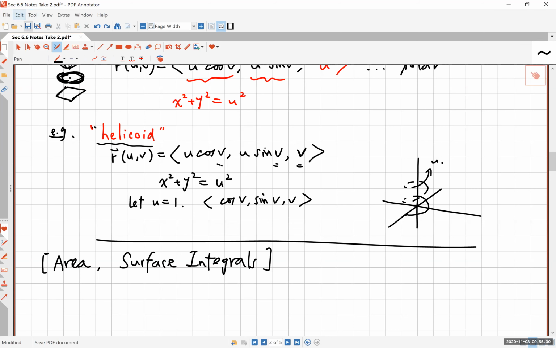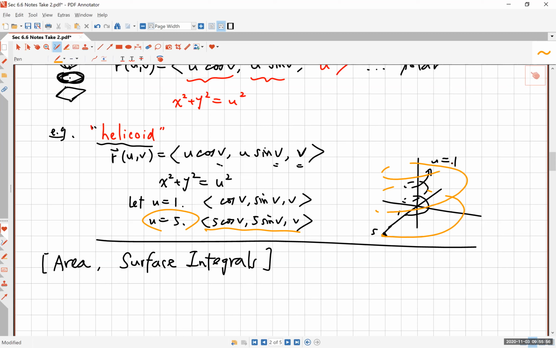So what happens if u is bigger, right? Well, if u is equal to, let's say, 5 or something, then you have 5 cosine v, 5 sine v, v. All right, what's the difference? Well, it starts at, instead of 1, it starts at 5, right? And so maybe I will look at this in different colors here. Starts here, it's going to go around like this, right? And so u actually makes it grow. As u goes from like 1 to 5, you just take this entire space. And the whole thing is spiraling and moving up, okay?